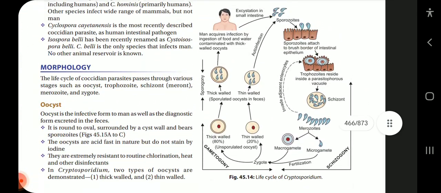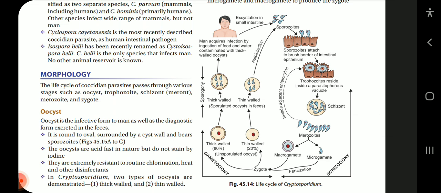Now, in this figure, we can see the life cycle of Cryptosporidium. The sporozoites infect the man. These sporozoites attach to the brush border of intestinal epithelium. Next, trophozoites reside inside a parasitophorous vacuole. Schizont is formed, which releases merozoites. These merozoites can again invade adjacent enterocytes and later can differentiate into macro and microgamete. These fertilize to form the zygote. This is called schizogony. Okay, now the zygote forms thick-walled and thin-walled unsporulated oocyst.